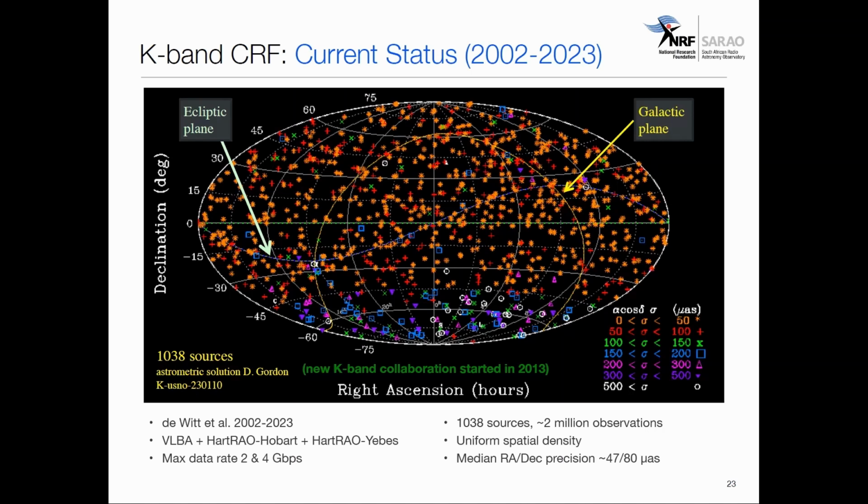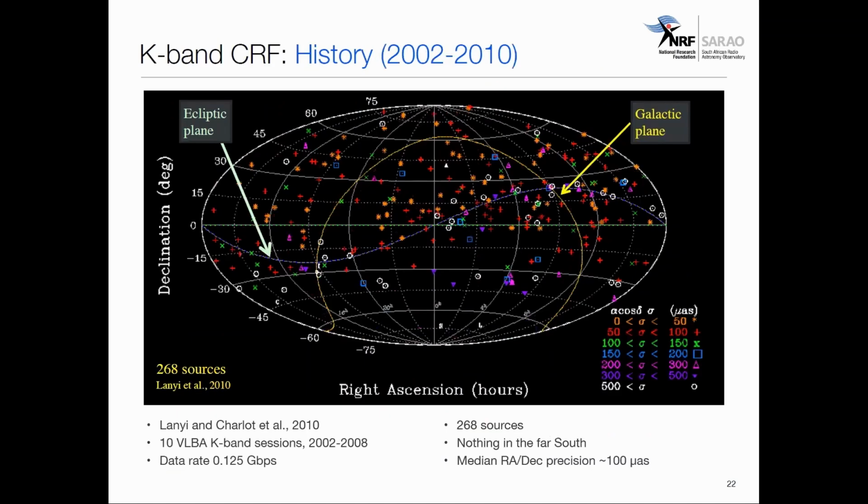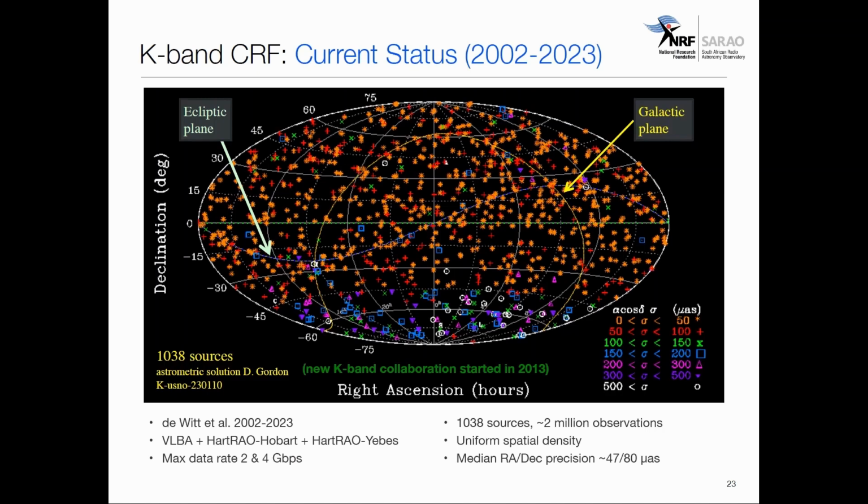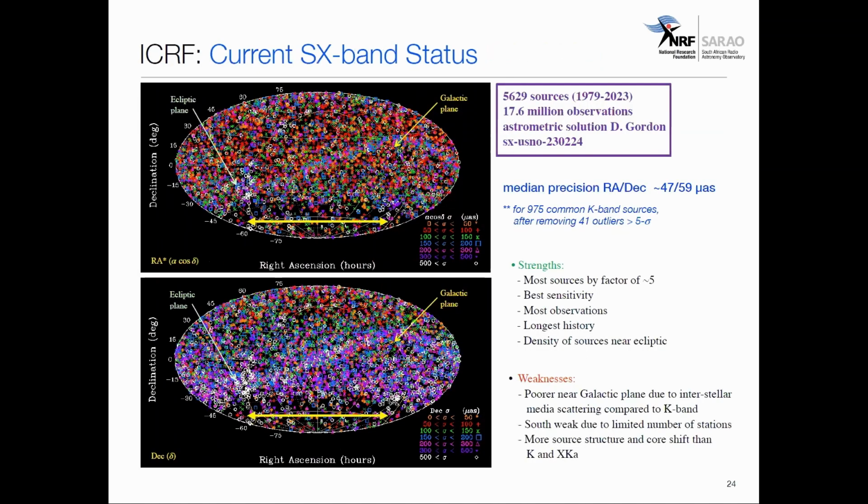We now have uniform spatial density. You can see we filled in the far south. And our median precision in right ascension and declination is now 47 and 80 microarc seconds. So huge improvement. If you want to see it again, I think it's fantastic.